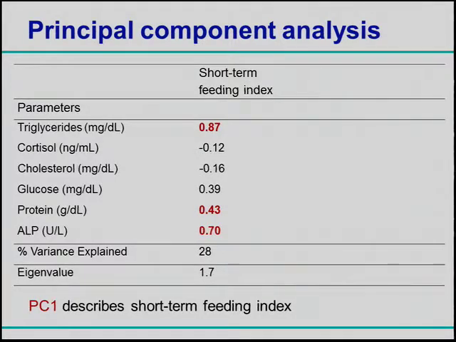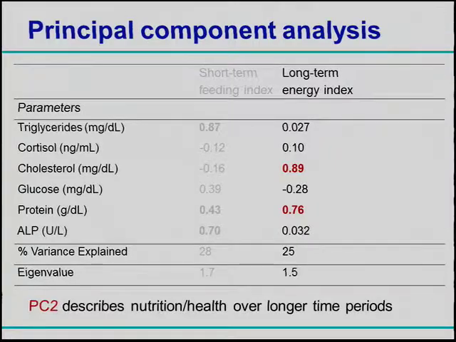And so that's an index that describes short-term feeding. Those response variables all respond quickly after an animal's been feeding, so that grouped out nicely. The second principal component loaded exclusively for cortisol and protein. That describes nutrition and health over longer time periods, almost like an energy store, as opposed to principal component 1, which is that short-term index that changes after feeding. Principal component 2 is sort of health and long-term nutrition.